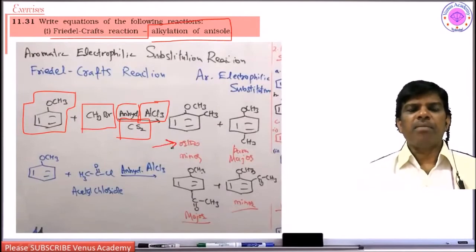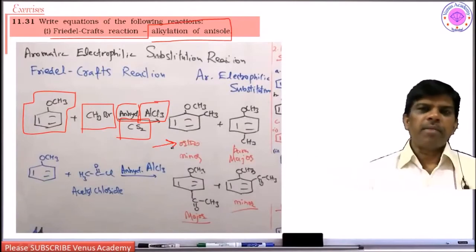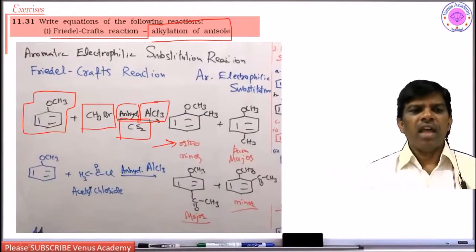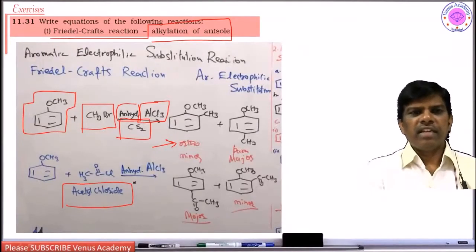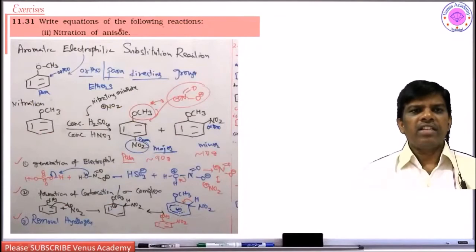Again, the mixture can be separated by steam distillation. Acetylation also takes place in a similar manner using acetyl chloride. Yes, students. Next, write the nitration of the following reactions. Nitration involves how many steps? Since it is an electrophilic substitution reaction, it involves 3 stages: generation of the electrophile, formation of the sigma complex, removal of hydrogen.